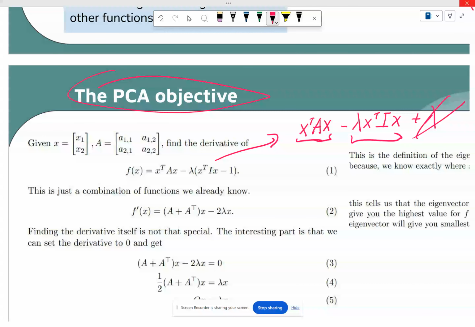So what's the solution for the quadratic derivative? This right here is A transpose plus A times X. And this right here would be I transpose plus I times X and lambda. And since there's a minus here, we'll put a minus here.